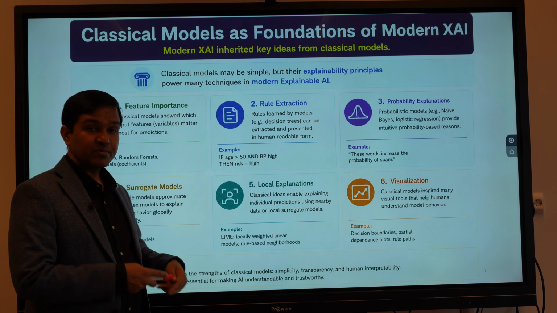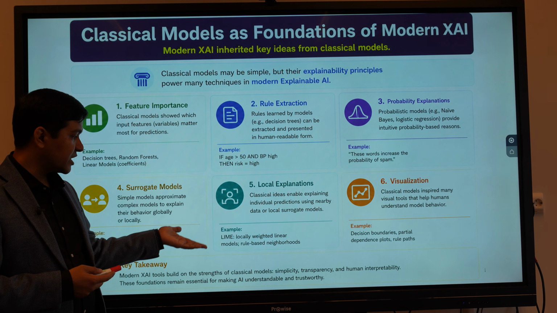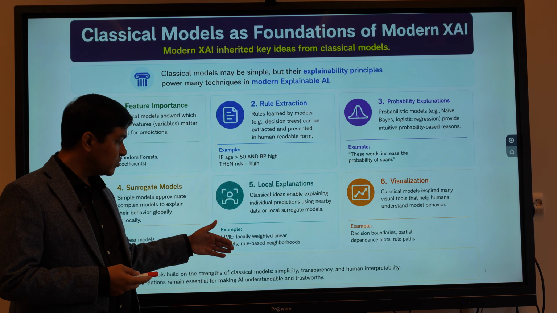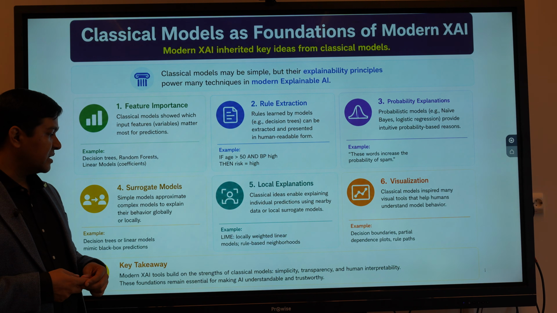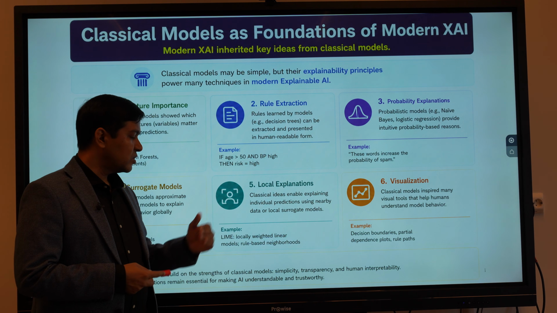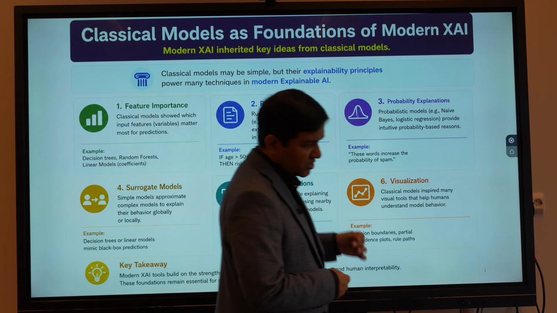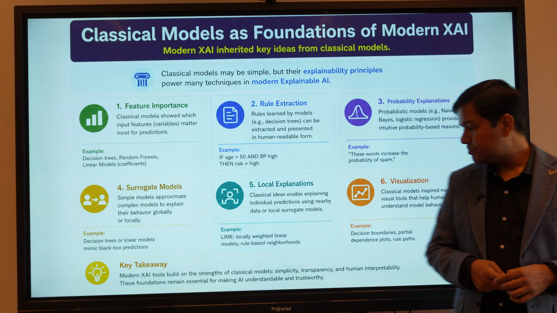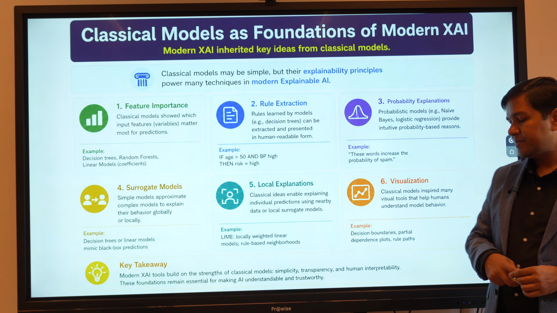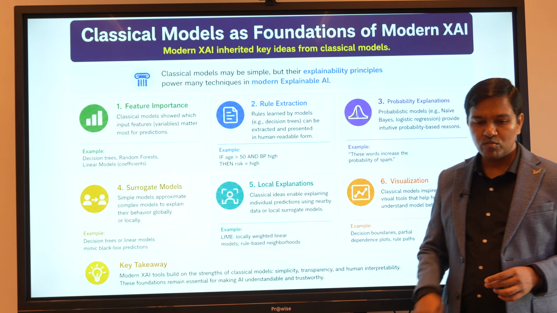Then the local explanation we were doing later gave rise to LIME, locally weighted linear models, and rule-based neighborhood models. And the classical model visualization techniques also became an inspiration to visualize modern models.